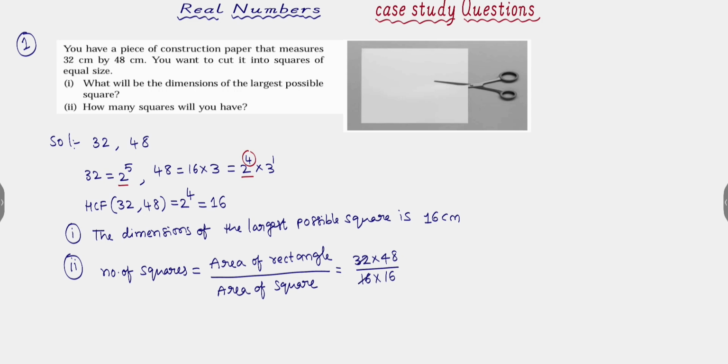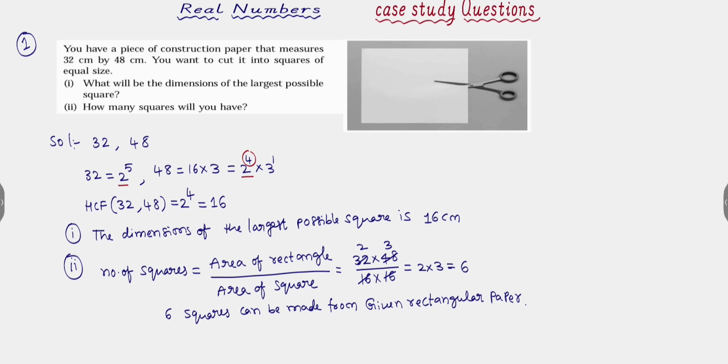So further, it is 16 into 2, 16 into 3, divided by 16 into 16. So 2 into 3 is 6. So how many can we make? 6 squares can be made from the given rectangular paper. Hope you understood this case study question. This is one question. Now let us see the second question.